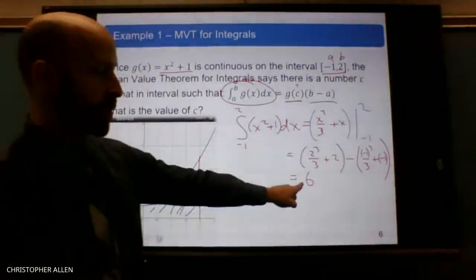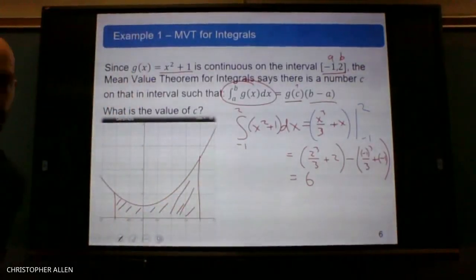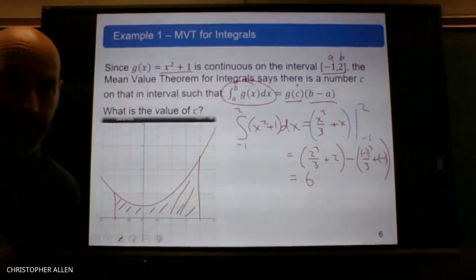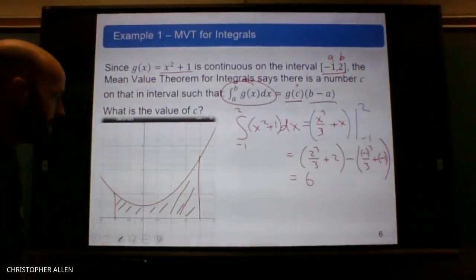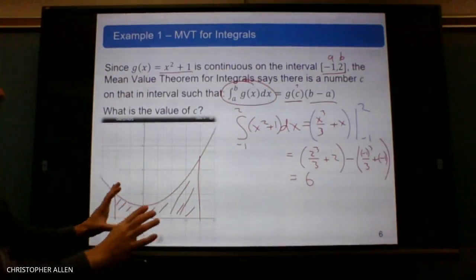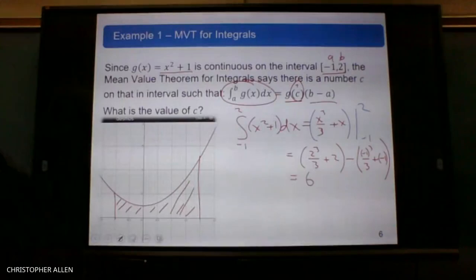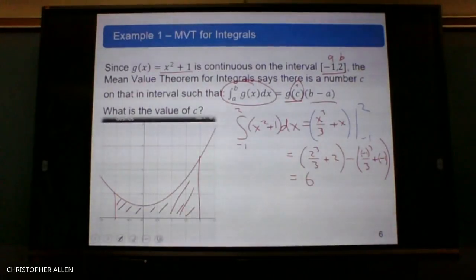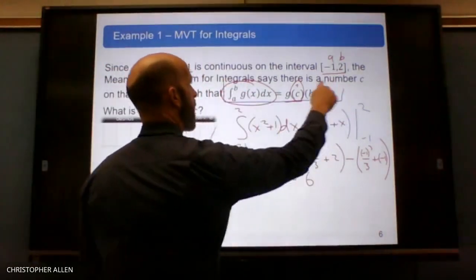Now, this 6 represents what? The exact area under this curve from -1 to 2. That's the exact area. I picked it because it was a nice number. Now, what I claim is there has to be some rectangle for some value of c. Remember, that's what we're going to try to figure out, where that's true. So here comes the key part. I'm now going to use this formula right here.